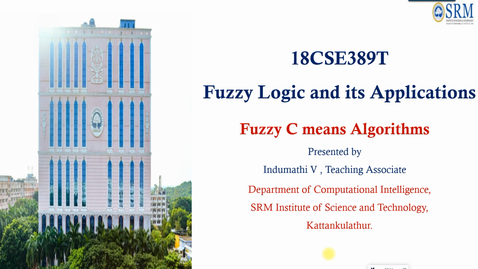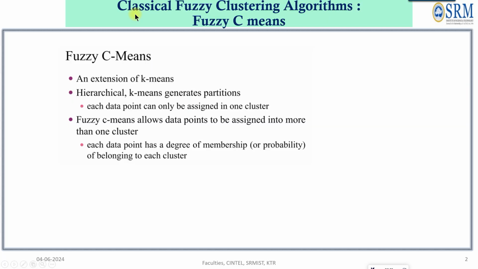Today we are going to discuss the fuzzy C-means clustering algorithm. Fuzzy C-means clustering algorithm is an extension of the K-means algorithm.